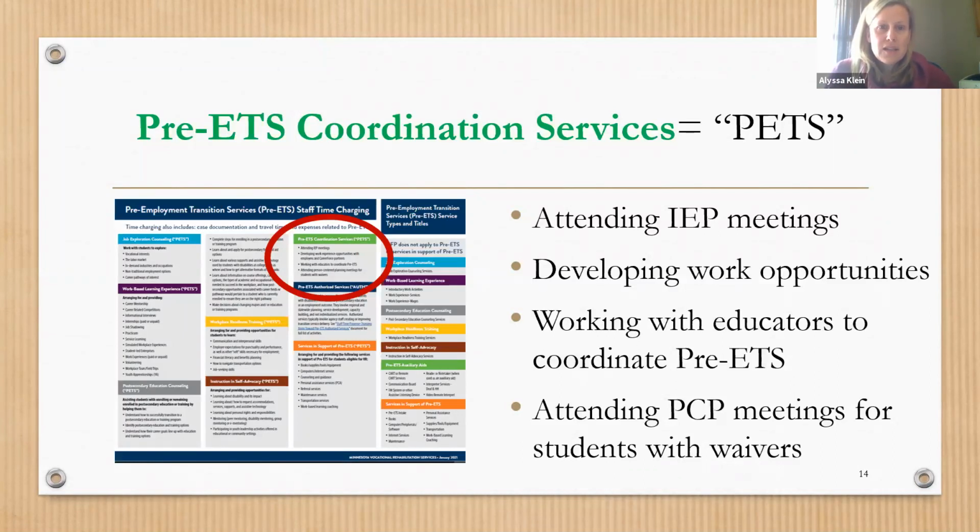So next on the desk aid, we have Pre-ETS coordination services, which are in green, which would be Pre-ETS on your time entry and expenses as well. If you recall, Pre-ETS coordination services are these 4 specific activities. So attending an IEP meeting, developing work opportunities, working with educators to coordinate Pre-ETS, and attending person-centered planning meetings for students with waivers.